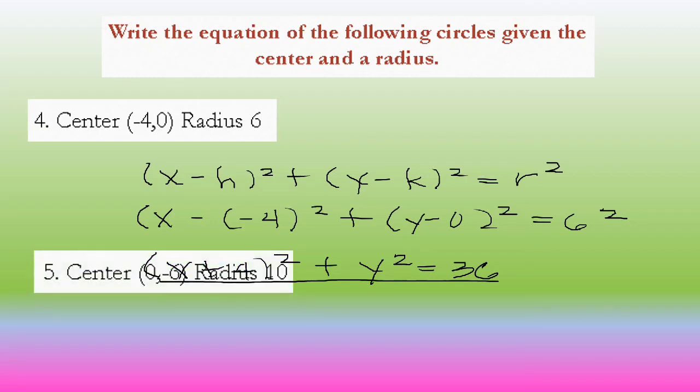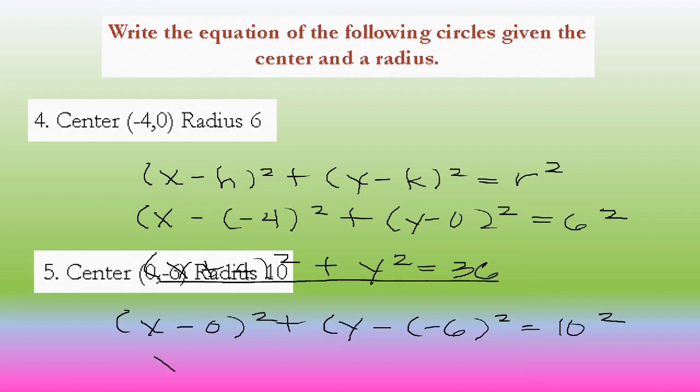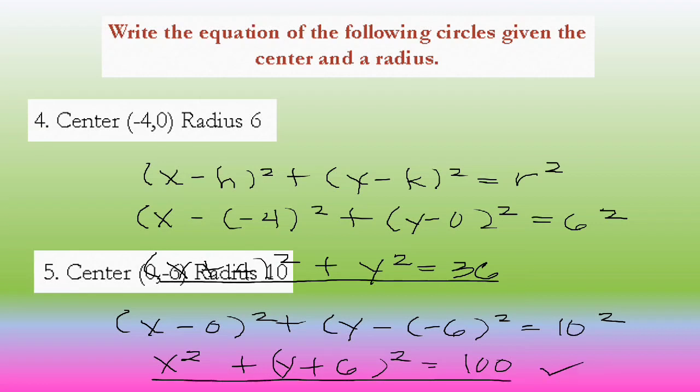So for example number 5, given the center at (0, -6) and a radius of 10. Okay, so we have (x - 0) raised to 2 plus (y - (-6)) raised to 2 is equal to 10 raised to 2. And from that, we have x raised to 2 plus (y + 6) raised to 2 is equal to 100. So this is the standard form of the equation of the circle.